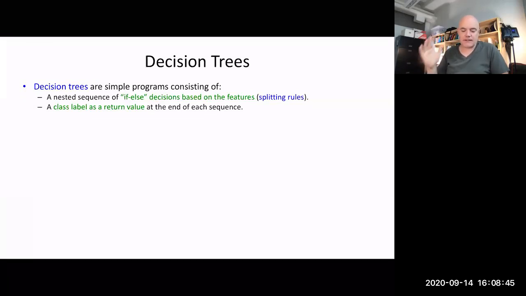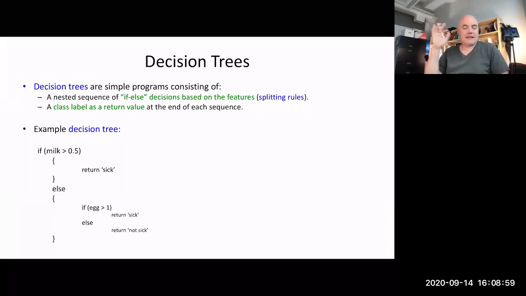Decision trees are simple programs consisting of a nested sequence of if-else decisions based on the values of the features. These we're going to call splitting rules, and the return values of these programs are class labels. Okay, so an example decision tree based on the allergy example, the food log example that I just gave, is: if the quantity of milk that I consumed was greater than 0.5, then just return a classification result, a label, of sick. Otherwise, if I ate less than that amount of milk, but I ate more than 1 unit of egg, also return sick. Otherwise, return not sick. Okay.